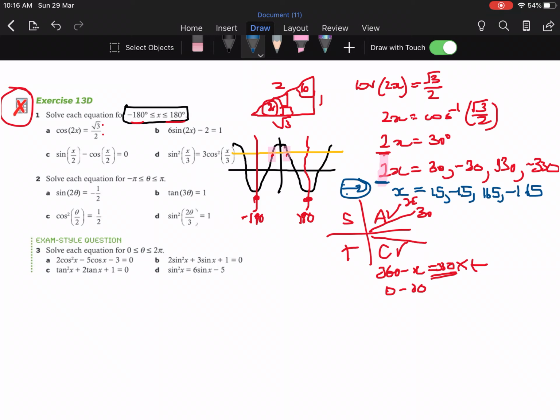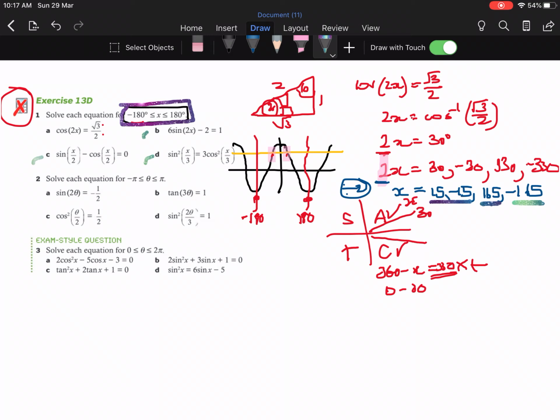And what do you notice now? You notice that, well, obviously these two are in the range, negative 180 to 180. And now, although we weren't going to count 330 and negative 330, when I halve it, you can see that they now are within the range. So those are my answers to 1A. So you've got to do the same for B, D, and C.